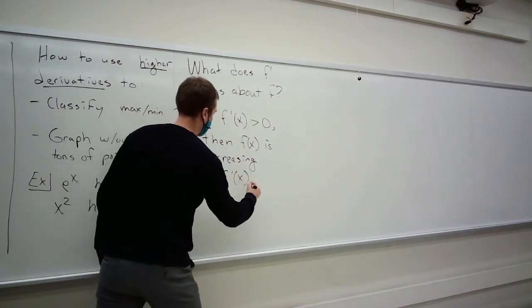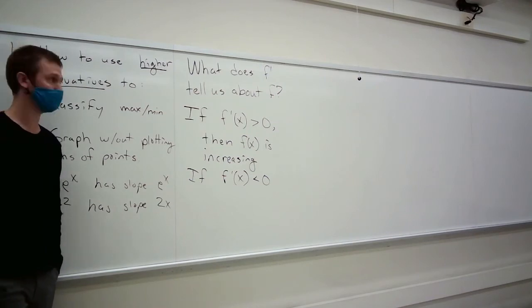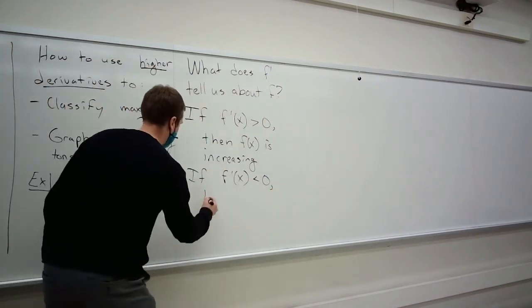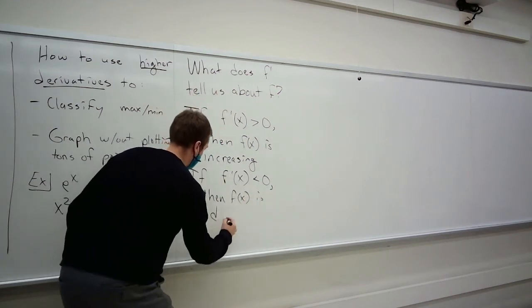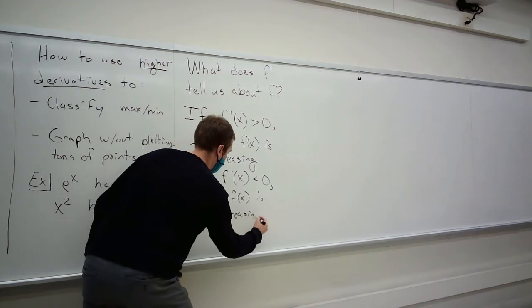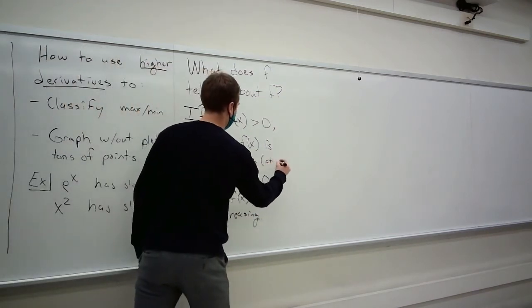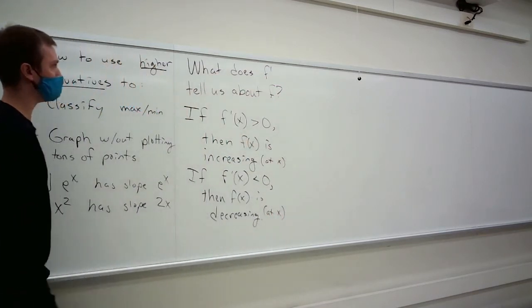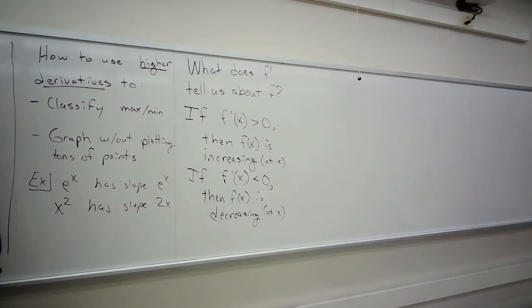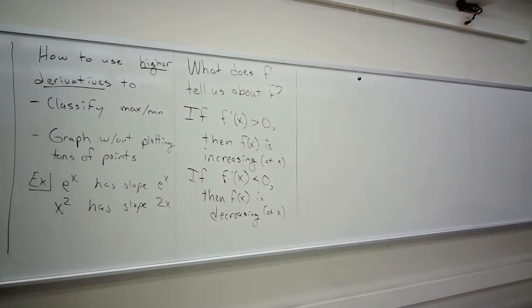In the opposite direction, if the derivative is negative, less than zero, then f of x is decreasing. And for each of these, I should point out this is at x. This should be pretty clear.